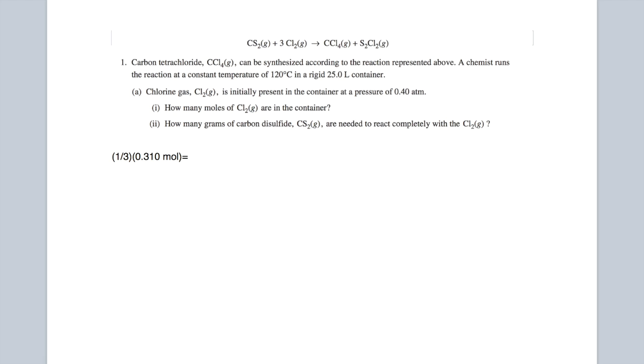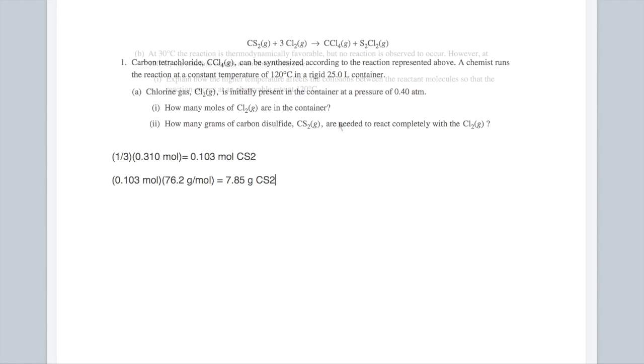and that gives us 0.103 moles of CS2. Now, this question is asking us to find the number of grams, or the mass, of CS2. So for this, we need to multiply 0.103 moles and 76.2 grams per mole, which is approximately the molar mass of CS2, which you can find using the periodic table. This will then give us 7.85 grams of CS2. Next question.